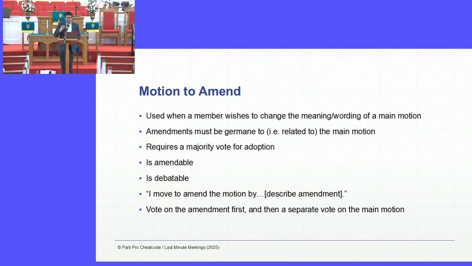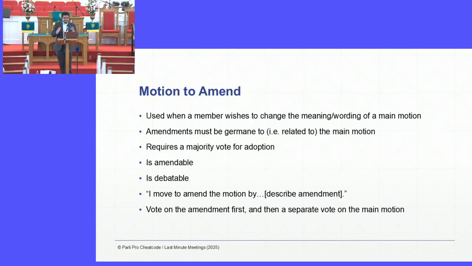Amending is about changing the meaning or wording of the main motion. Amendments have to be germane, related to the main motion, but they don't have to be, quote unquote, friendly. Have you ever heard of a friendly amendment? Amendments don't have to be friendly, they have to be related to it. You're able to offer an alternative, and it can be a different path to it, and we have examples of that.